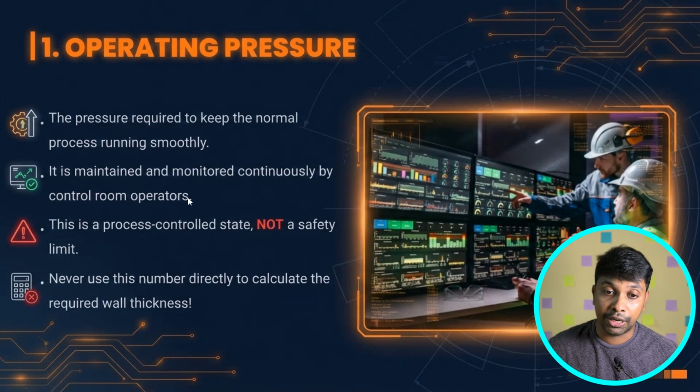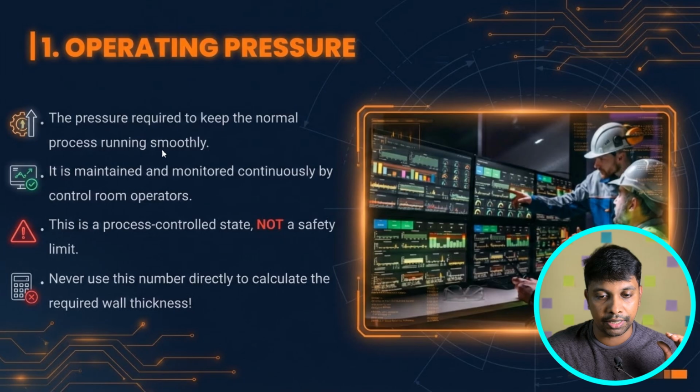Operating pressure: the pressure required to keep the normal process running smoothly. If a vessel needs to be run at 1 bar, that is the operating pressure. The operation requires such pressure. The vessel, in day to day life, is maintained and monitored continuously by the control room. If it is a big plant, it is monitored by the control room. Otherwise it will be monitored by a particular operator or any other kind of system they have in their organization.